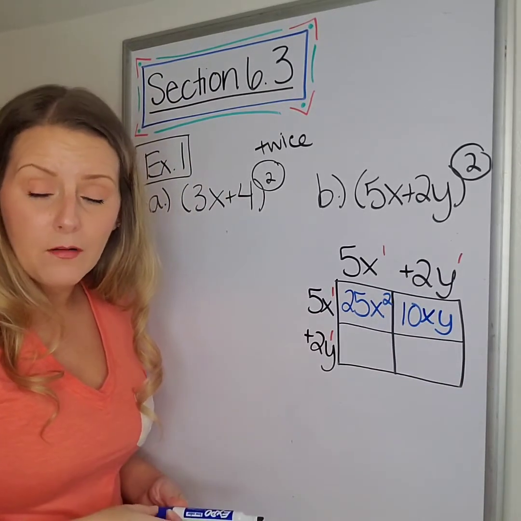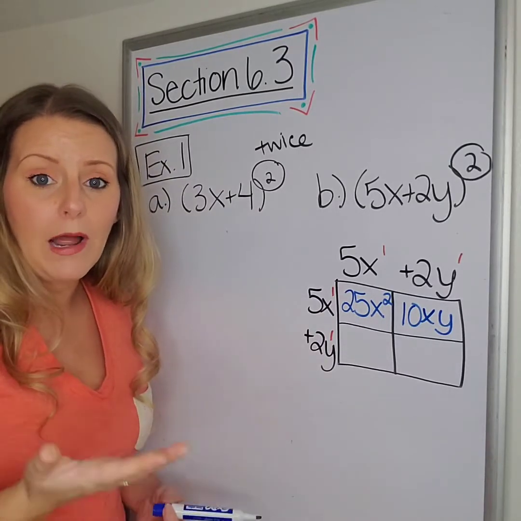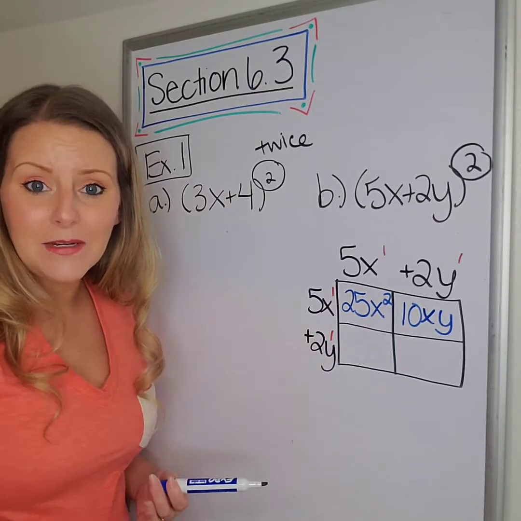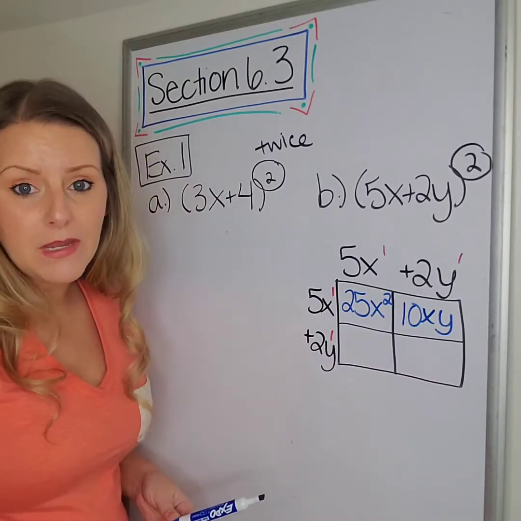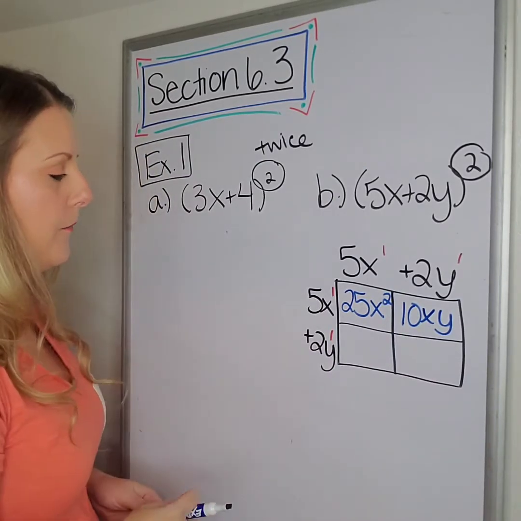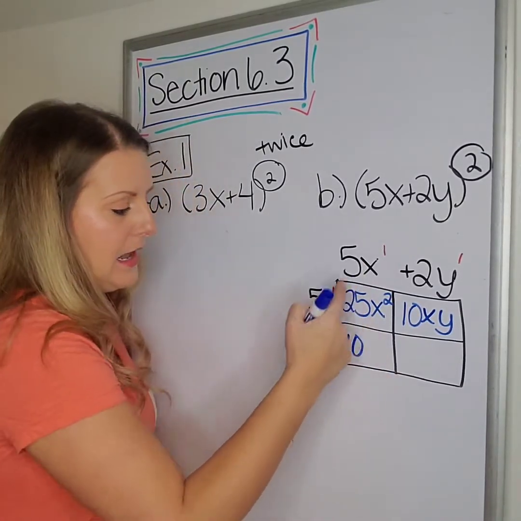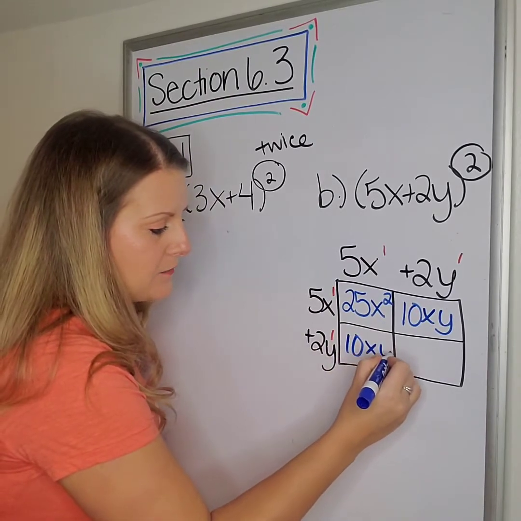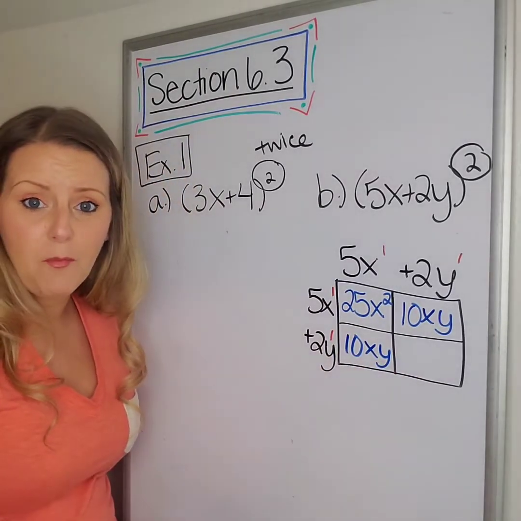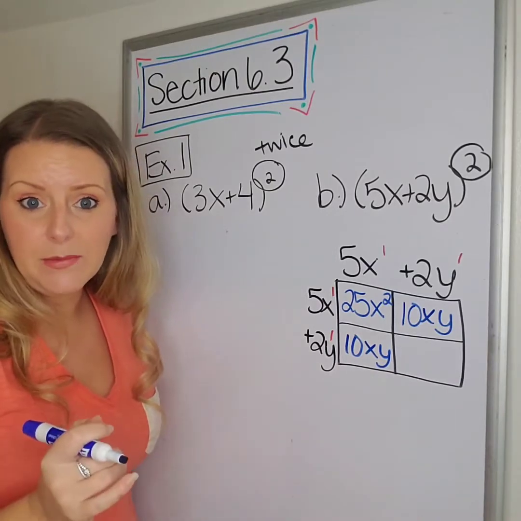Always do it in alphabetical order as well. So I put the X first because X comes before Y in the alphabet. If I had A and B, I would put A before B, and B would always come before C. It's always done in alphabetical order. Same thing down here. 2 times 5 is 10, and I have an X and a Y, so I put the X first and the Y second, so it's alphabetical order. That way, if we all do it the same way, we'll all have the exact same answer.